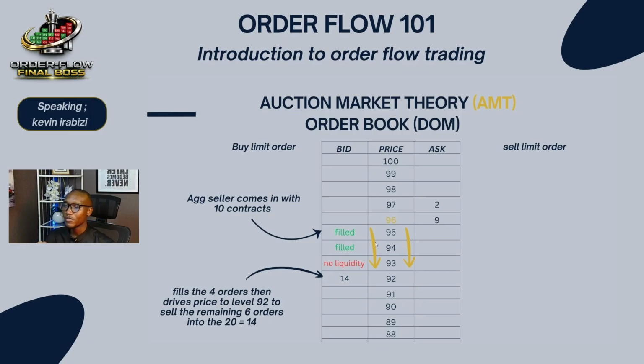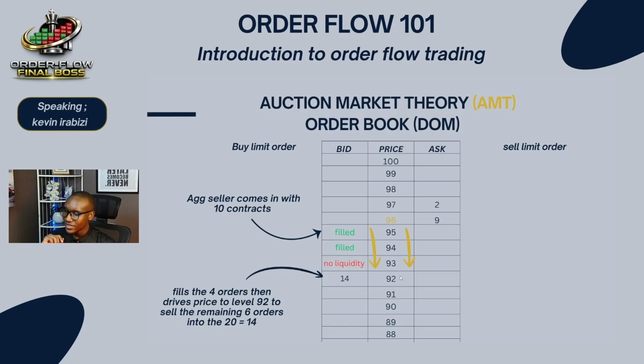Price goes to 93. We find that at price level 93, there is no liquidity. There are no limit orders. What does that mean? Price has to push to look for the next best available price. Why? This is an aggressive seller. He wants his order to be filled in immediately. Doesn't really matter if he gets filled in at a bad price. It is an aggressive order. So at price level 93, we have no liquidity. Price pushes to level 92.